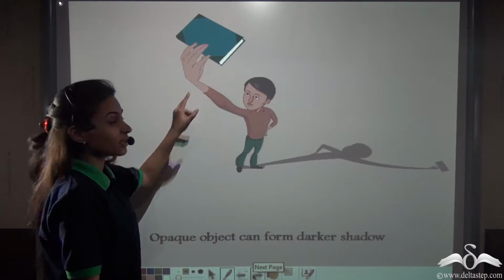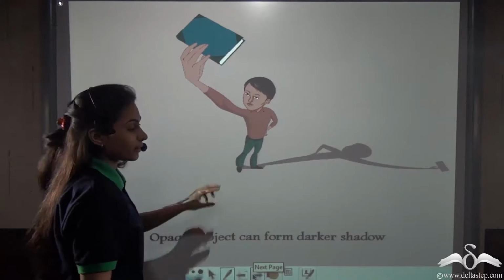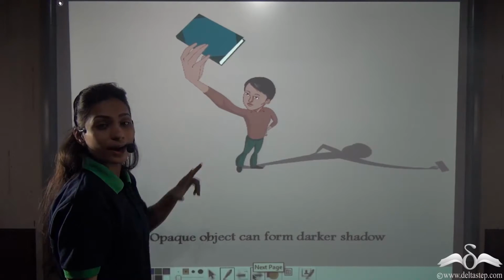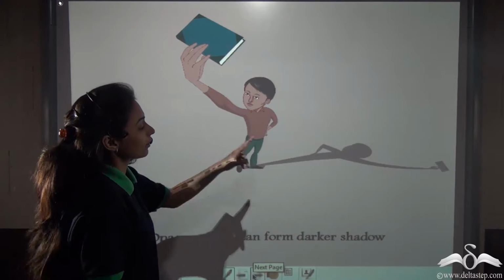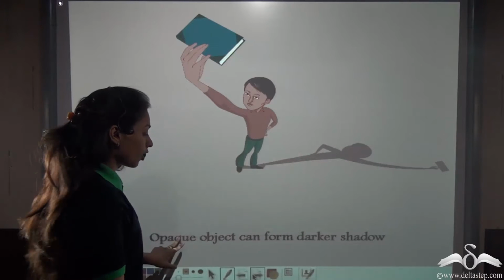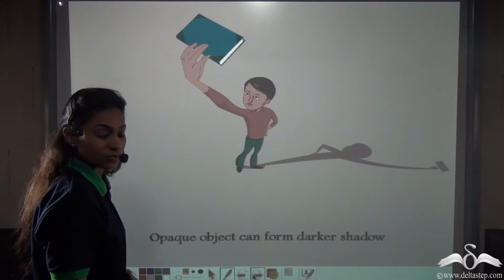Now, in case of opaque objects like this book or this boy, they are opaque objects. They are not allowing any light to pass through them and they are creating a shadow. So, opaque objects can form very dark shadows.